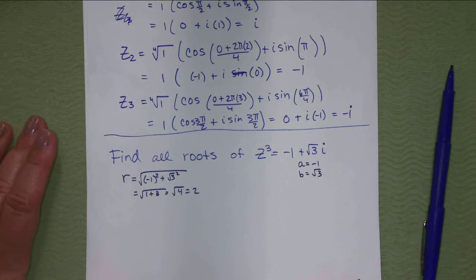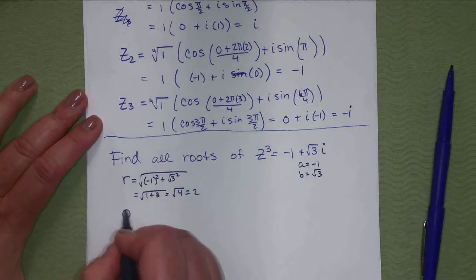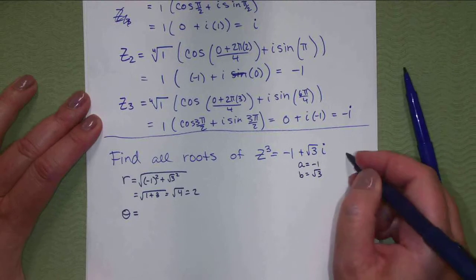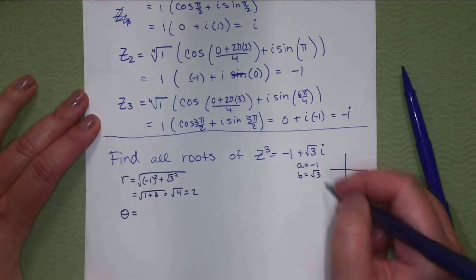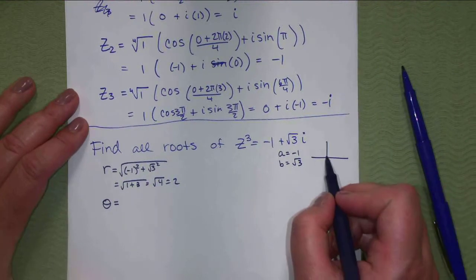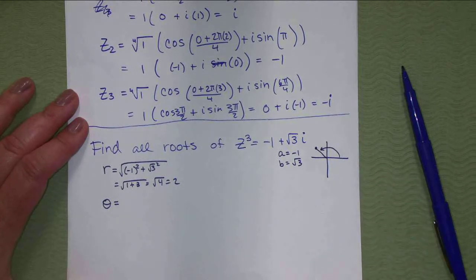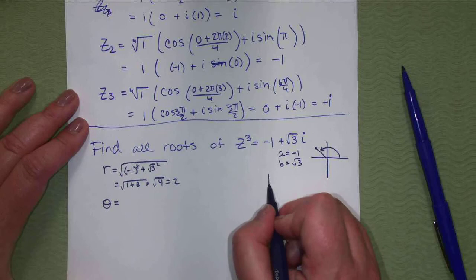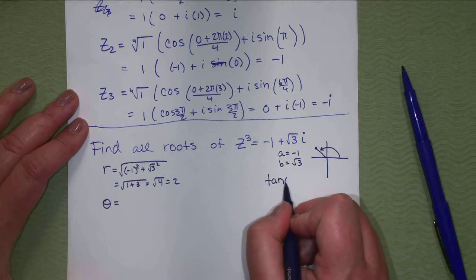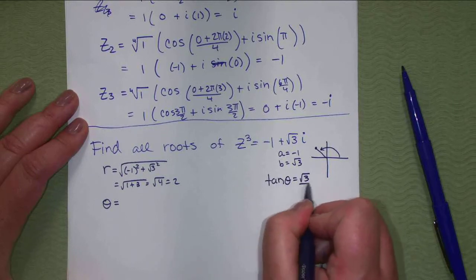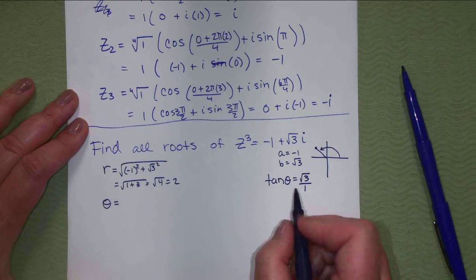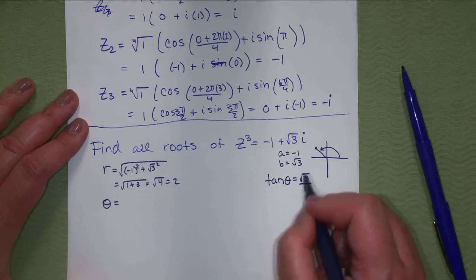Okay, theta. Now this one, when we draw it, it doesn't land on one of the axes, so we need to find it. So -1 plus root 3 i would be up here, so we need to find this angle. So how do we do that? Tan inverse of b over a without the sign. So we say, okay, well, where does tan equal root 3?